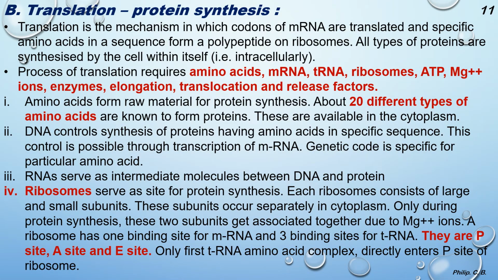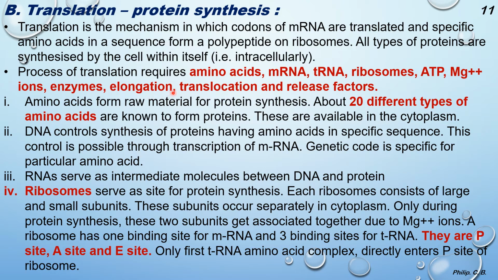Now moving further into the translation process in protein synthesis. Up till now, in the previous video, we learned about transcription. Now we learn how the translation process takes place. Clear? Translation is the mechanism in which codons of mRNA are translated into specific amino acids in a sequence to form a polypeptide on ribosomes. All types of proteins are synthesized by the cell within itself, that is, intracellularly.